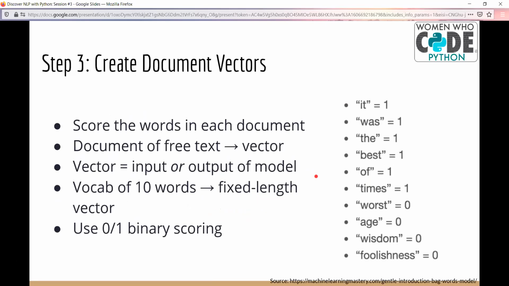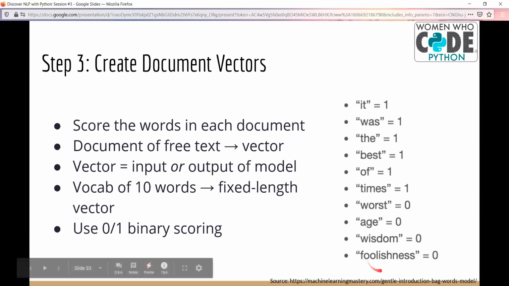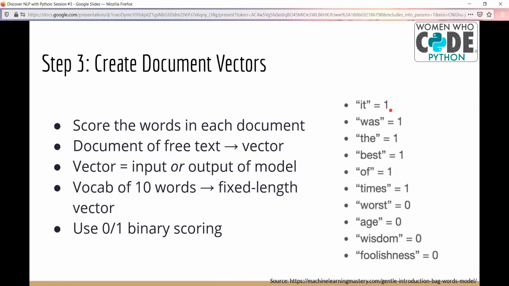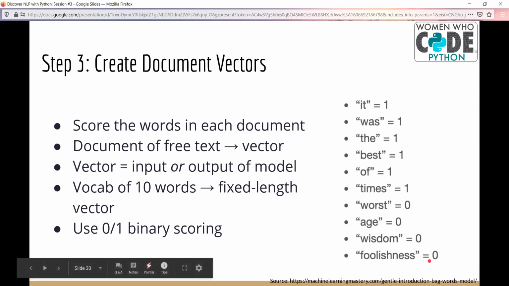Now we are going to score those words in each document. Remember that each document is nothing but each sentence. Accordingly, we score the words based on the frequency they have, because that's what the bag of words model is. So a document of free text is a vector, and that vector is the input or output of the model. These are the 10 words we are taking into consideration for the vocabulary, and we have scored them according to their frequency. The words having one have occurred one time, and the words having zero haven't occurred in the document, so they are assigned zero.